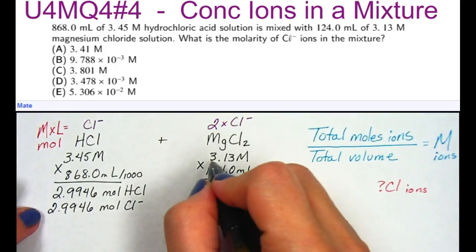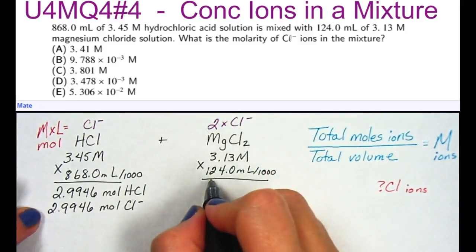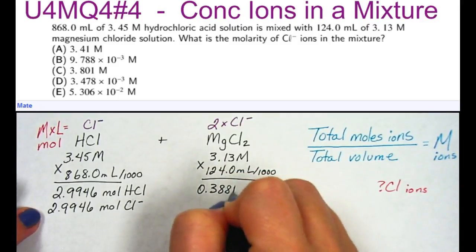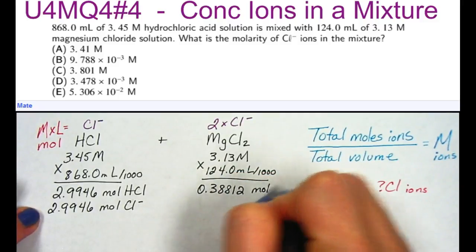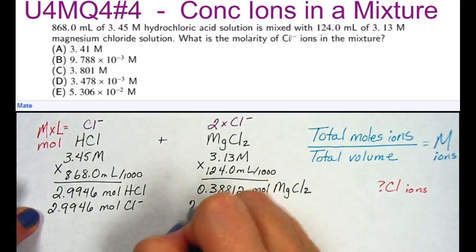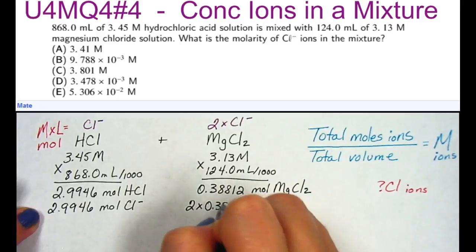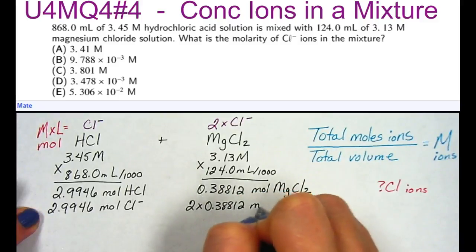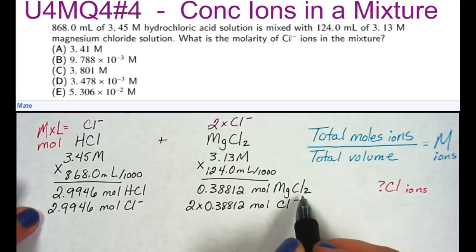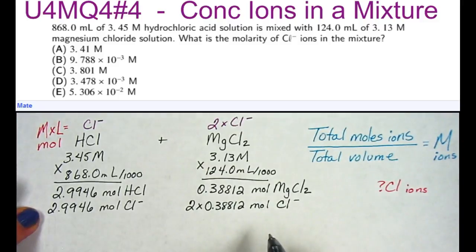When I multiply 3.13 times 0.124, I get 0.38812 moles of magnesium chloride, and I get 2 times 0.38812 moles of chloride ions, because there are 2 chloride ions per 1 mole of magnesium chloride.